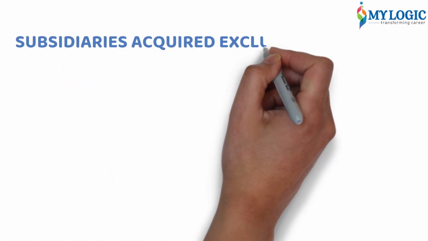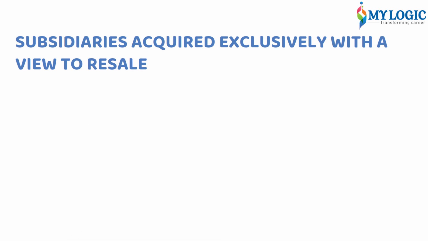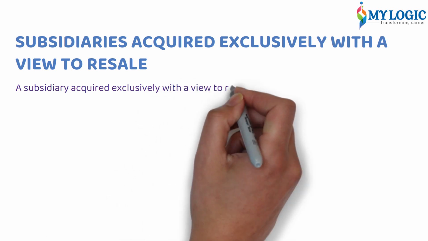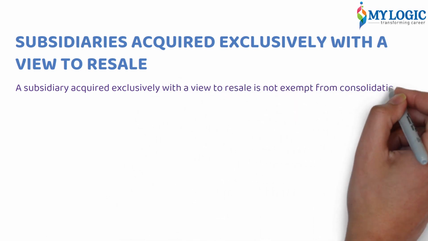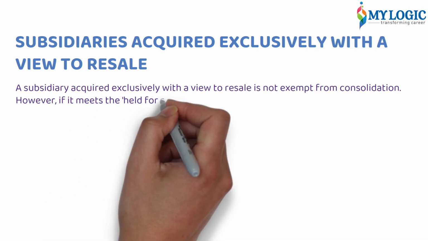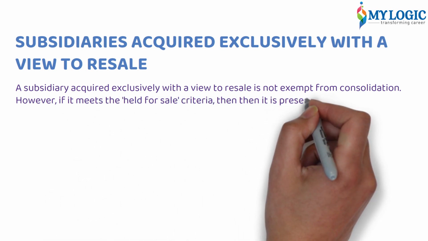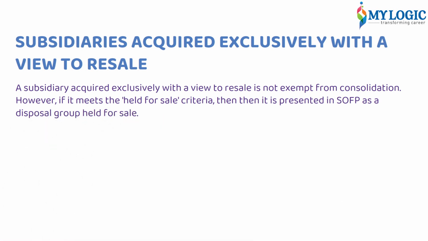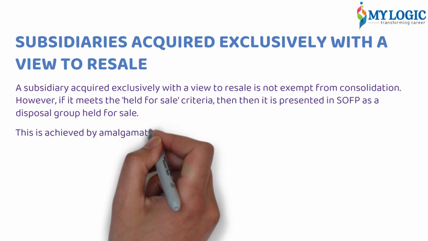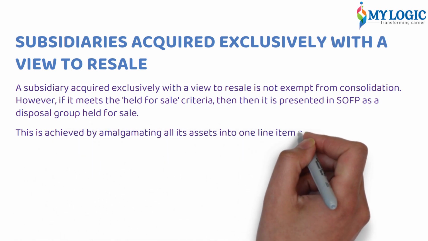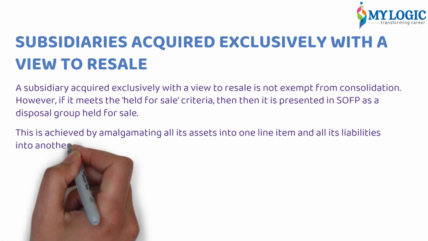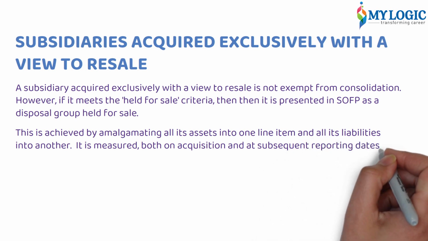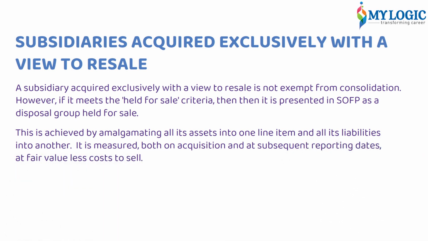Subsidiaries acquired exclusively with a view to resale. A subsidiary acquired exclusively with a view to resale is not exempt from consolidation. However, if it meets the held for sale criteria, then it is presented in SOFP as a disposal group held for sale. This is achieved by amalgamating all its assets into one line item and all its liabilities into another. It is measured both on acquisition and at subsequent reporting dates at fair value less costs to sell.